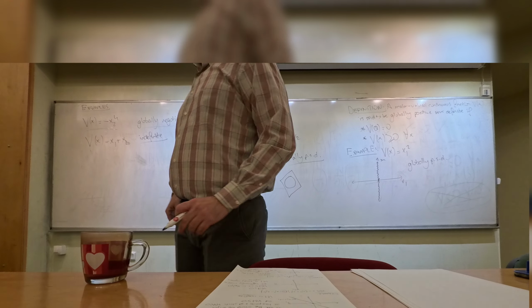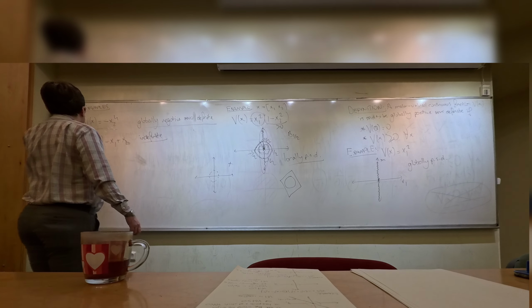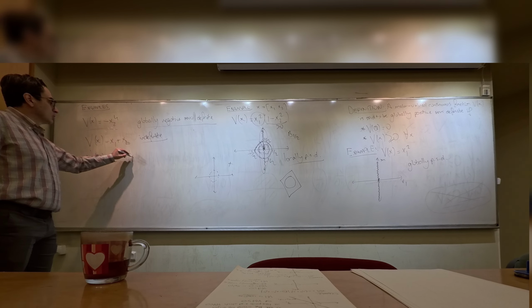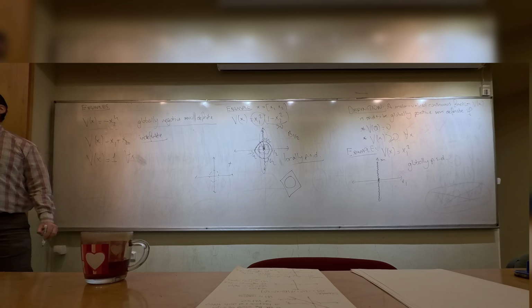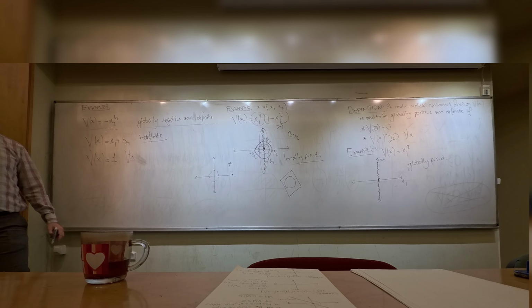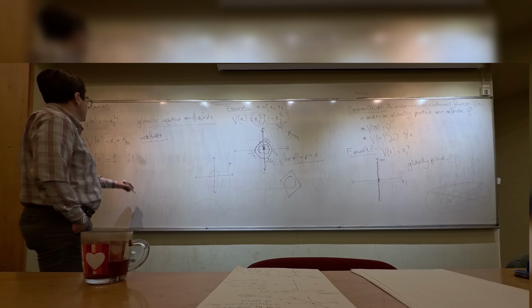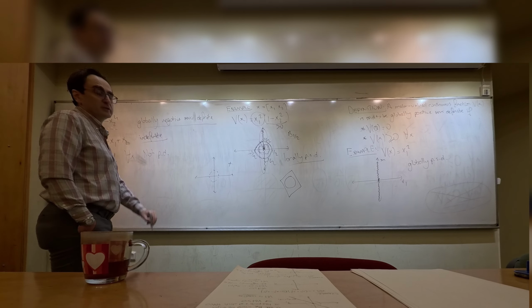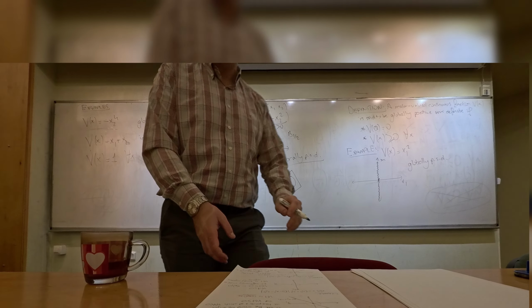Yes, exactly. For example, if I look at this, V of x is equal to 1 for all x. This is not a positive definite function, because it's not zero at the origin. So it cannot be called positive definite.